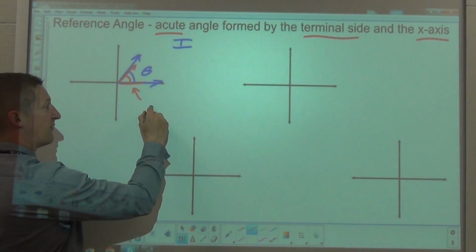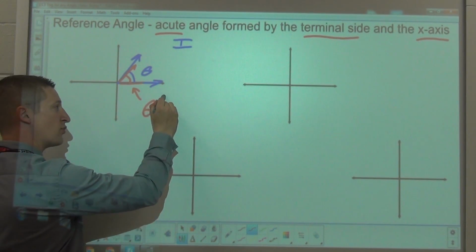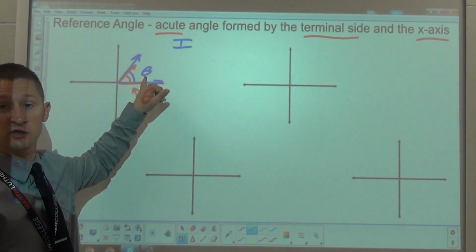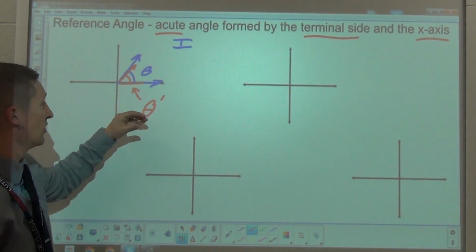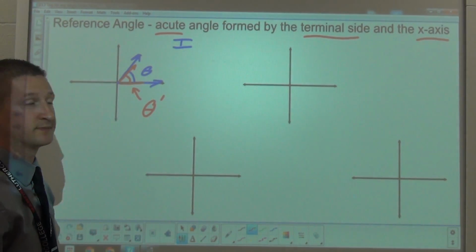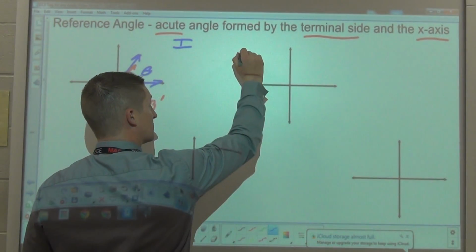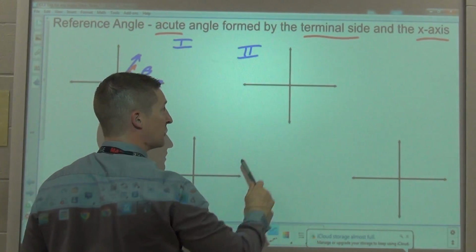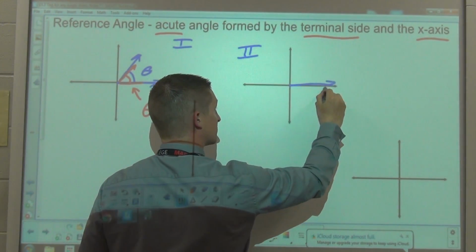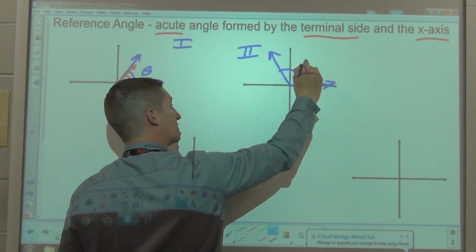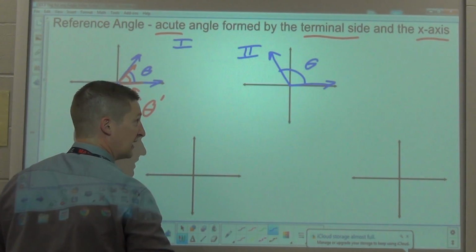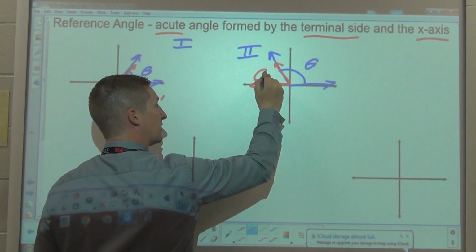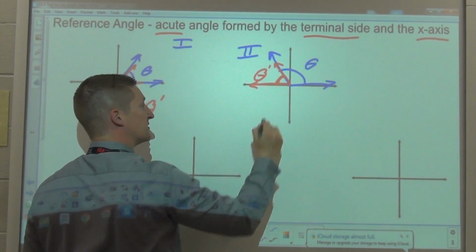Now, when we talk about reference angles, sometimes you'll see theta prime as a way to notate that we're working with a reference angle. So we've got theta is the original, theta prime is the reference angle. So notice it's the exact same thing when we're in the first quadrant. If my terminal side lies in the second quadrant, so remember we number our quadrants 1, 2, 3, 4. If my terminal side is in the second quadrant, like one of the examples I did, here's theta. My reference angle is the acute angle formed by the terminal side and the x-axis right here. Here's theta prime, the reference angle.